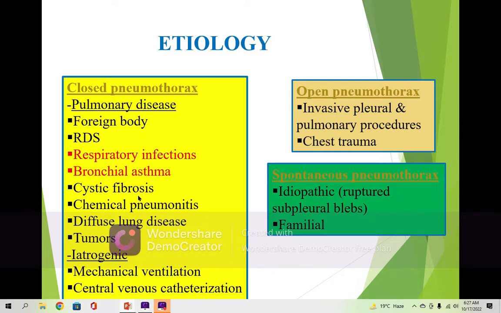One of the most common infections which causes the closed pneumothorax, I would say, is tuberculosis in our country. And the second one is COPD, where the formation of an emphysematous bulla will cause this condition. It is probably the commonest one in this case.